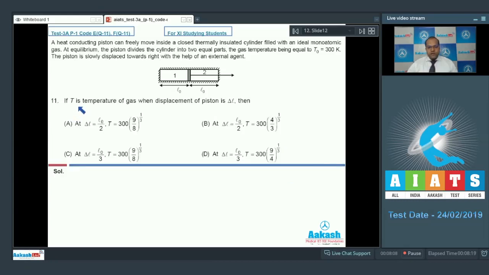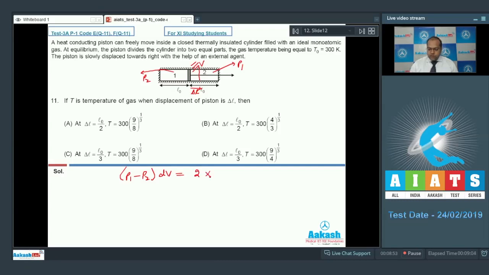In question number 11, if T is the temperature of the gas when the displacement of the piston is delta L, then we have to check the validity of the given options. So let at any time t, the displacement be delta L, and the corresponding volume be V. The work done by the external agent is F dx, or P1 minus P2 into dV. Let the pressure of this chamber be P1 and the pressure of this chamber be P2. Since the piston is displaced slowly, the work done by the external agent can be written as P1 minus P2 into dV, and this work done is used in increasing the internal energy of the gaseous system.